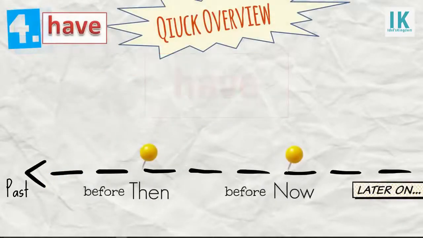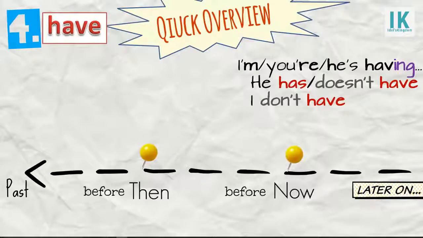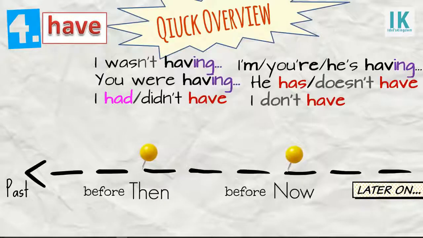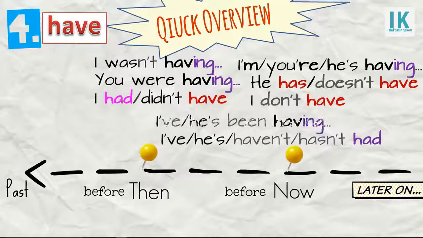Have. Quick overview. He has or he doesn't have. I have or I don't have. I'm having, you're having, he's having. I had or I didn't have. I wasn't having, you were having. I've had, he's had, or the negative again, I haven't had, he hasn't had. Alright, then we have I've been having or he's been having, and I'd had or I hadn't had. I'd been having.